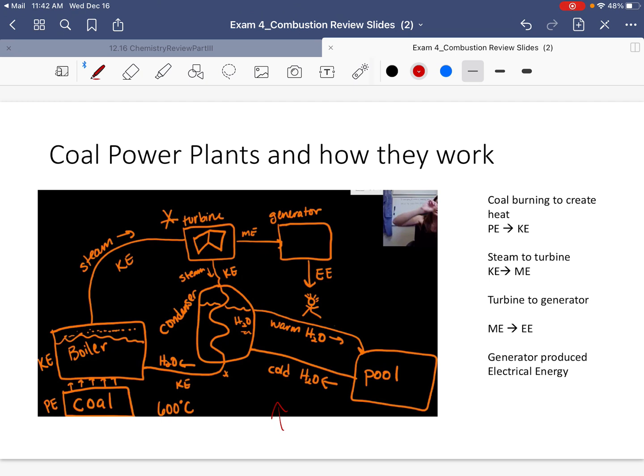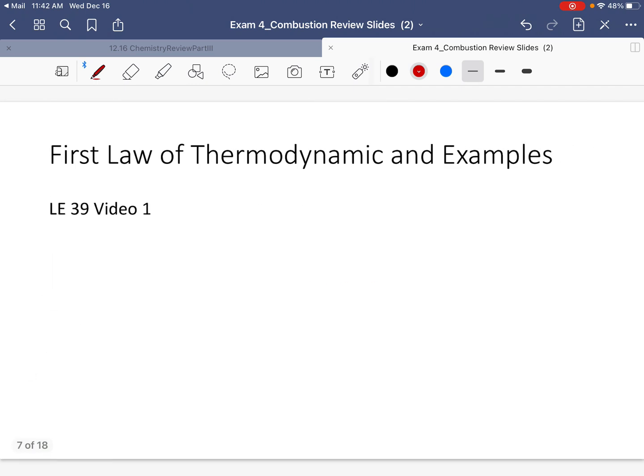So we did the kinetic energy to mechanical energy. And in the generator, that's where electrical energy is produced that we get on our end. Again, rewatch it. Just know from where's the potential to kinetic, kinetic to mechanical, mechanical to electrical.